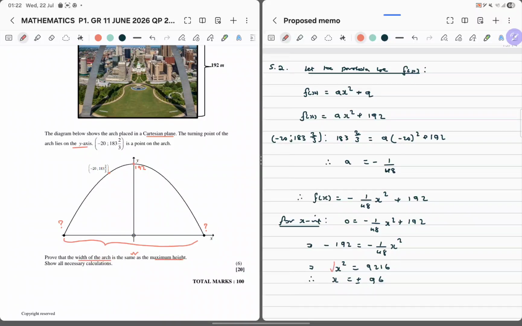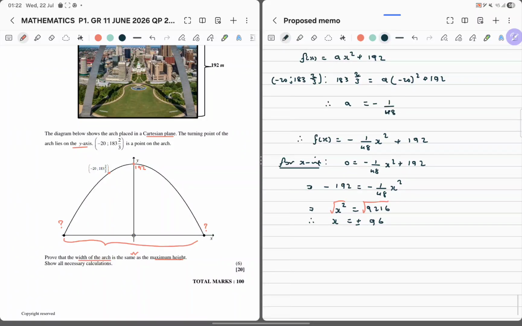You know what happened? We took the gap and took the gap. Now this is minus 96, and this is 96. You can say then the width is going to be equal to x2 minus x1, which is going to be 96 minus minus 96. Now see this one? 96 times 2 is exactly 192.